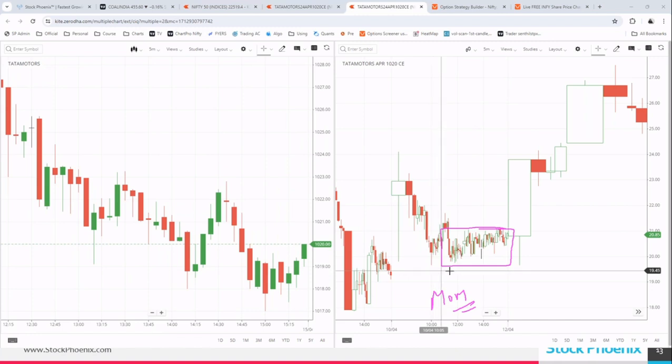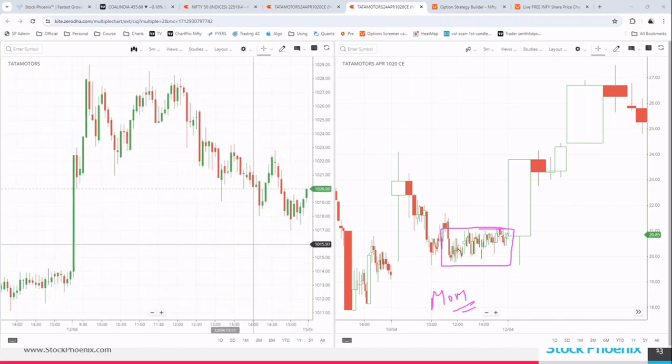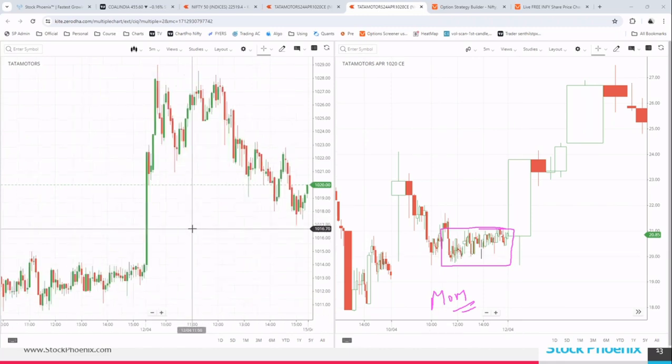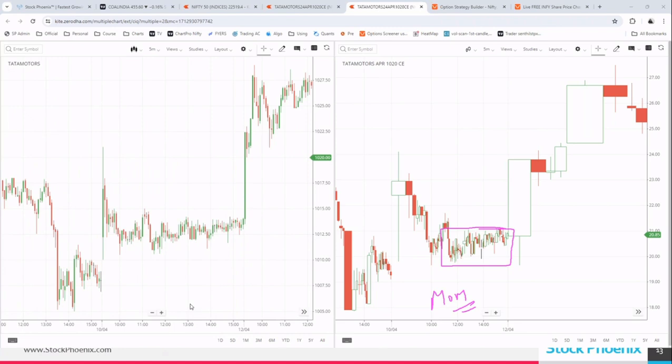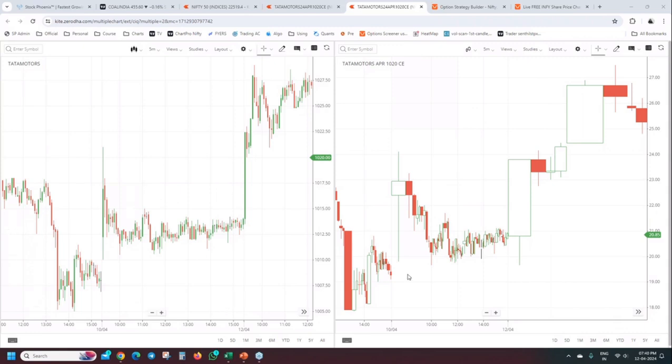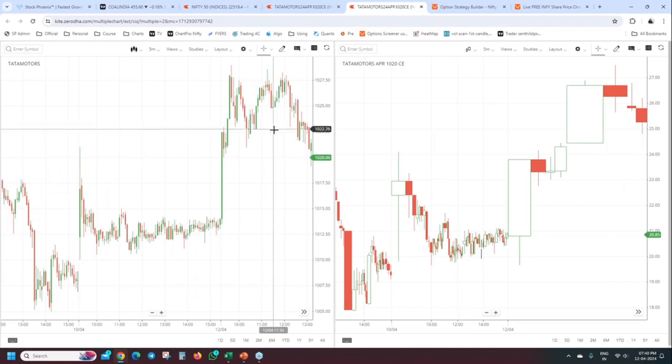Time is 10:52. You can see here, the whole day it was in consolidation. The whole day there was no movement at all. Right? We cannot make an entry or exit based on the volume candle. It is an additional point of identification, whether the momentum is there or not. That's all. Based on this, we cannot make entries and exits.